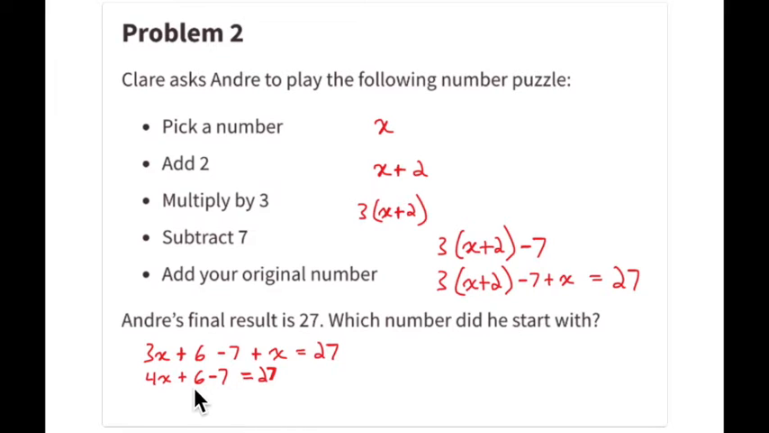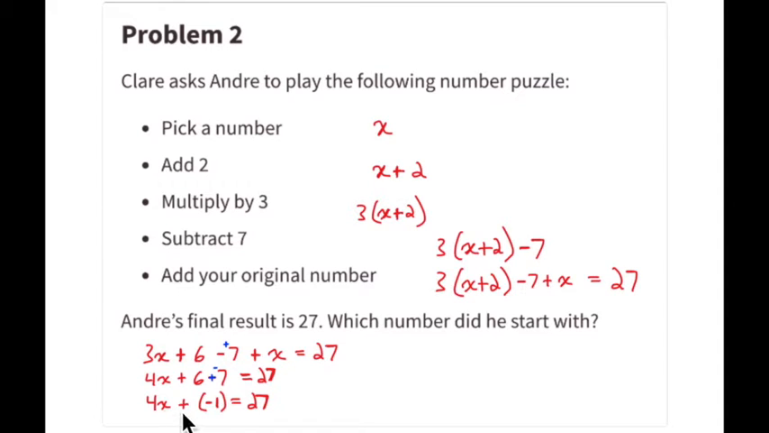So now I can get this down to 4x plus 6 minus 7 equals 27, and 4x plus a negative 1. So remember, this is subtracting a positive 7. That's the same as adding a negative 7. So you're going to use the inverse operation and the additive inverse. The inverse operation is addition. The additive inverse is a negative 7. So this is the same thing, but it's just easier for me to add 6 plus a negative 7 in the middle of this. So I'm going to add negative 1. And that equals 4x plus a negative 1 equals 27.